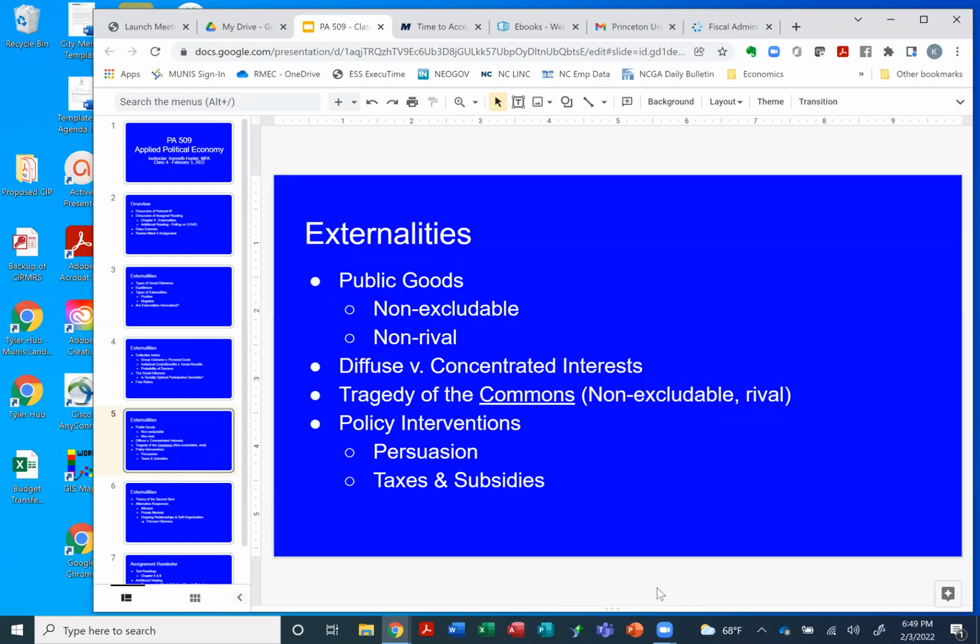What does it mean when we say that something is non-excludable? Literally nobody can be excluded from the good. It's something that everybody has access to, and nobody can be excluded from access to it. Like the ocean would be an excellent example. You can't exclude people from the ocean.